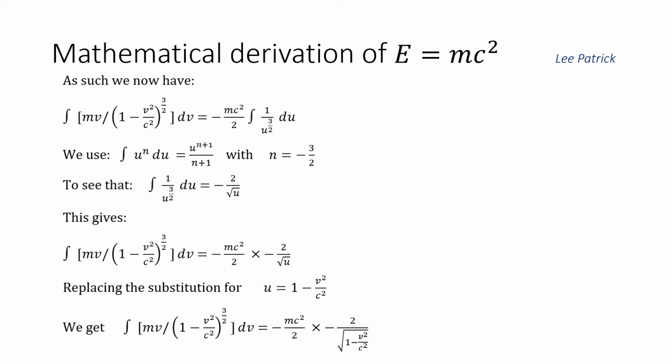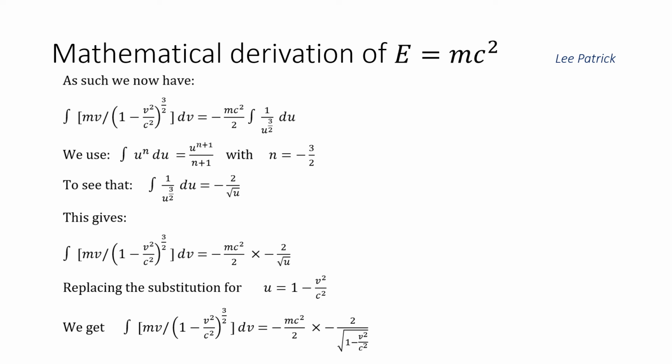As such, we now have the integral of mv over (1 minus v squared over c squared) to the power 3 over 2 with respect to velocity equals minus mc squared over 2 multiplied by the integral of 1 over u to the power 3 over 2 with respect to u. We use the integral of u to the power n du equals u to the power n plus 1 divided by n plus 1, with n equals minus 3 over 2, to see that the integral of 1 divided by u to the power 3 over 2 with respect to u equals minus 2 over the square root of u.